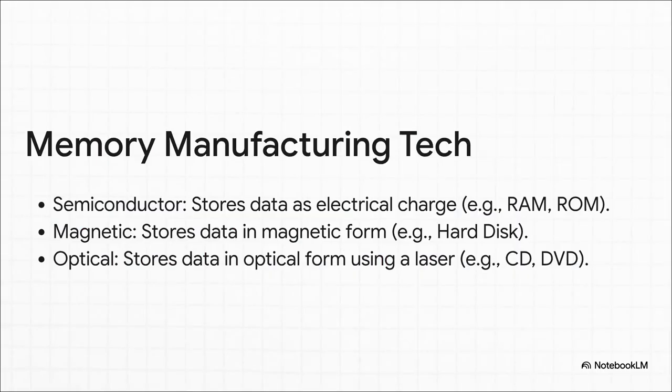You've got semiconductor memory, which is in your RAM and CPU, and it stores data as tiny electrical charges. Then there's magnetic memory, like in old-school hard drives, which uses magnetic fields. And of course, optical memory, like a DVD or Blu-ray disc, which uses lasers to read tiny little bits on a surface. Each one has its own set of pros and cons.